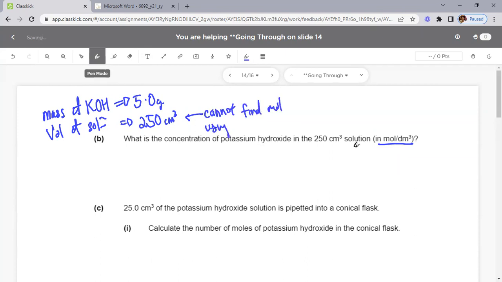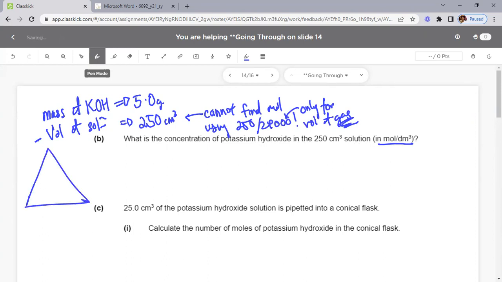You cannot find mole using 250 divided by 24,000. Why? Because this 24 dm cube is actually only for the volume of gas. Only for volume of gas. So therefore, I can't touch this. The only one I can use is the mass of KOH. Mass can find mole? Answer is yes.